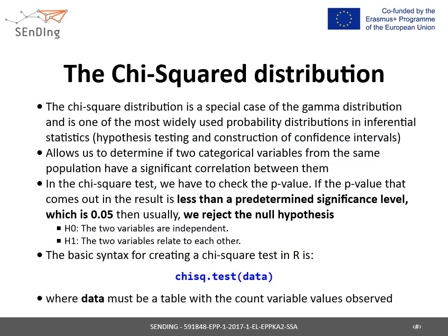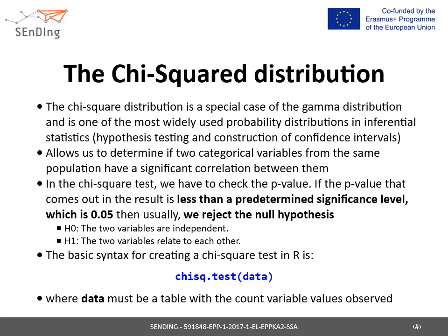The chi-square distribution with k degrees of freedom is the distribution of a sum of the squares of k independent standard normal random variables. The chi-square distribution is a special case of the gamma distribution and is one of the most widely used probability distributions in inferential statistics, notably in hypothesis testing and in construction of confidence intervals.